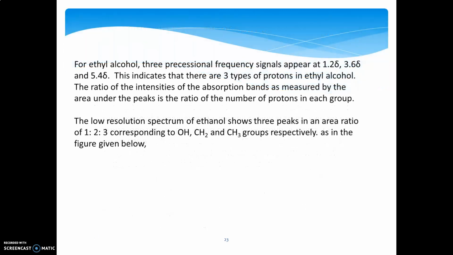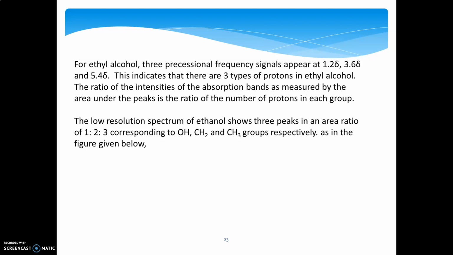For ethyl alcohol, three precessional frequency signals appear at 1.2 delta, 3.6 delta and 5.4 delta. This indicates that there are three types of protons in ethyl alcohol. The ratio of intensities of the absorption bands are measured by area, and the ratio of the peaks is the ratio of number of protons in each group.